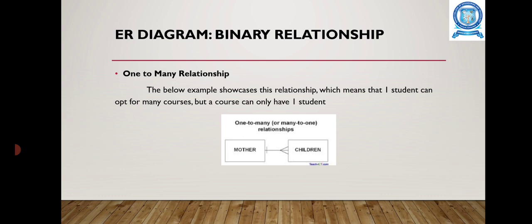Next one is the one-to-many relationship. The below example shows a relationship in which one student can opt for many courses, but a course only has one student. In this relationship, one mother has a number of children. This is also one of the examples of a one-to-many relationship.